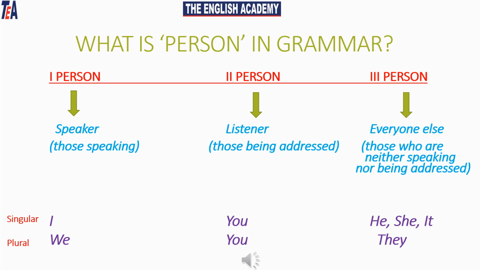Second person, the listener, those being addressed. I am talking to you. You are being addressed now. So you is the second person, and its plural form is you. And the third person, those who are neither speaking nor being addressed. We are talking about someone else. Here, he, she, it are the singular forms of the third person, and they is the plural form of the third person.